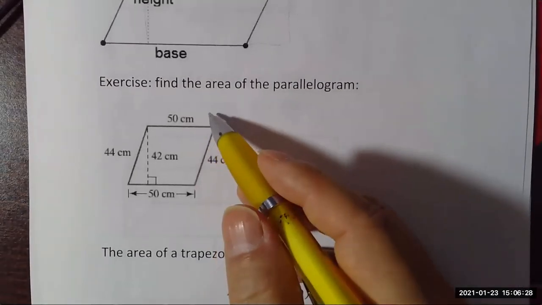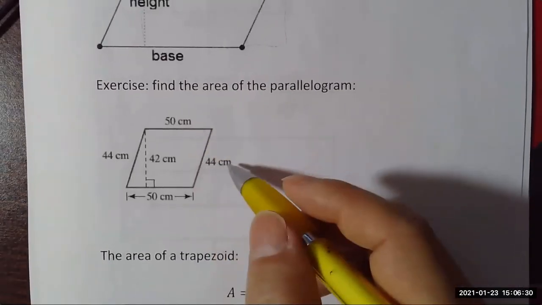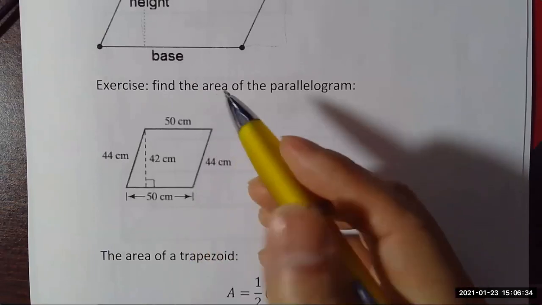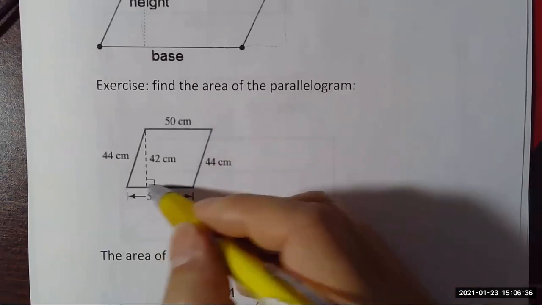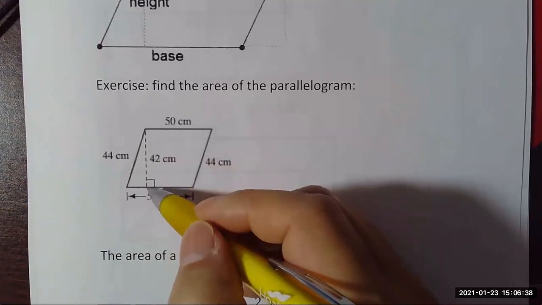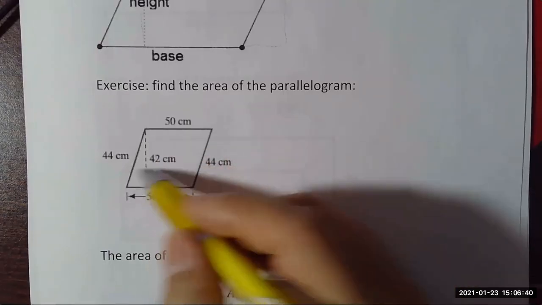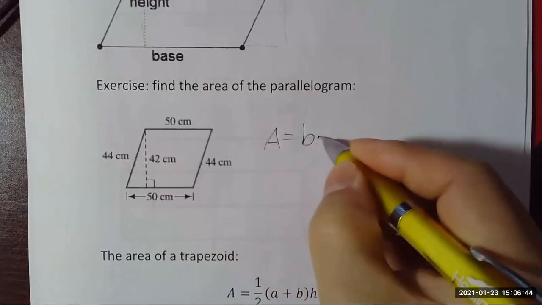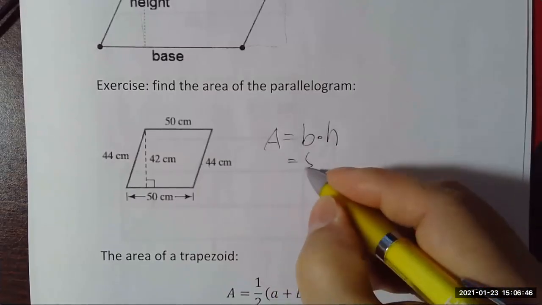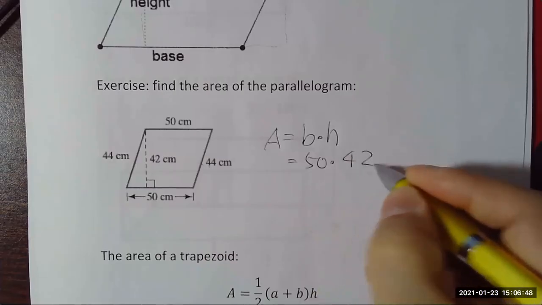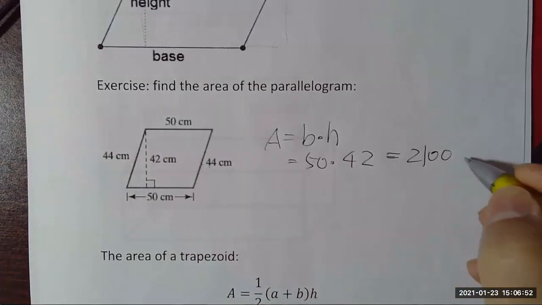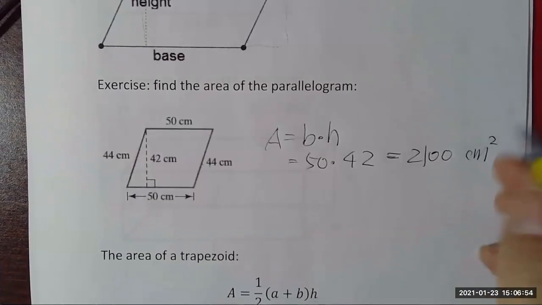So let's look at an example here. This one, find the area of the parallelogram. Since we know base times height, and height has to be perpendicular to the base, apparently this one can be the base, this one can be the height. In other words, we don't need these two numbers. So area equals base times height equals 50 times 42, 2100 square centimeters. Let's double check.